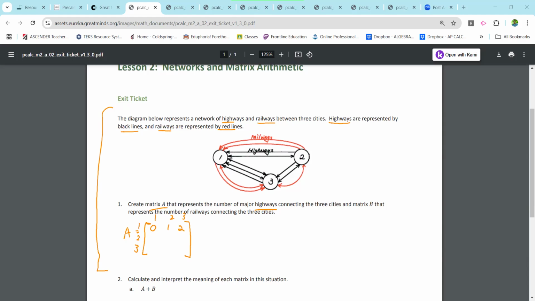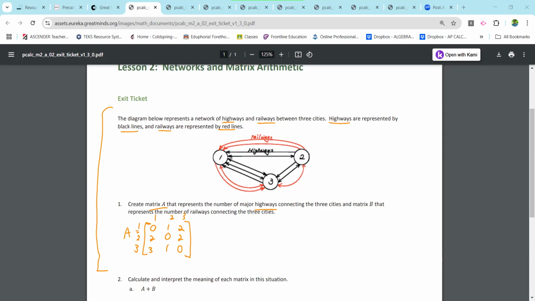2 to 1. 2 this time. So again, 2 lines, but there are 2 arrows going that direction. 2 to 2, 0. How would I be able to go to the exact same city? What do I usually see? A little loop-de-loop, right? 2 to 3, 2. 3 to 1, 3. 3 to 2, just 1. And then 3 to 3. All right, before I move on any further, questions on how I just built this matrix?